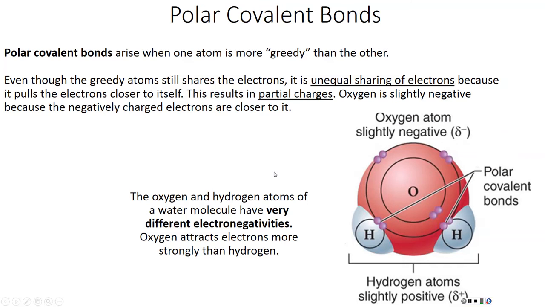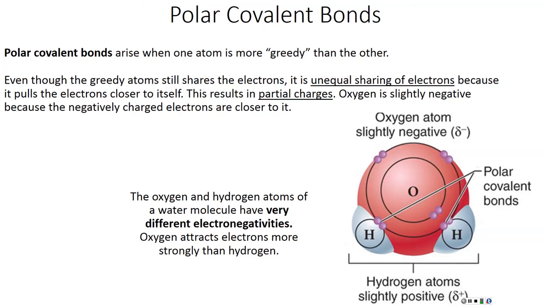But oxygen, same thing with nitrogen, because they're greedy and they pull those electrons closer to them, they have that negative, partially negative charge, whereas the hydrogens will have that partially positive charge. We call this unequal sharing of electrons, okay? And that's what forms a polar covalent bond, okay?